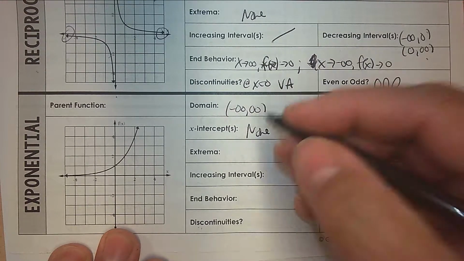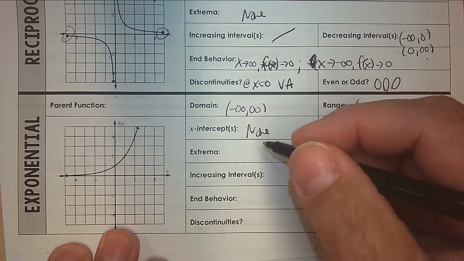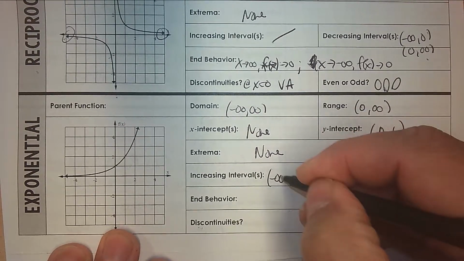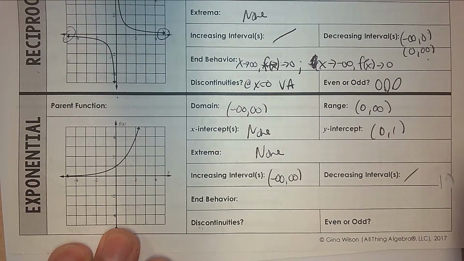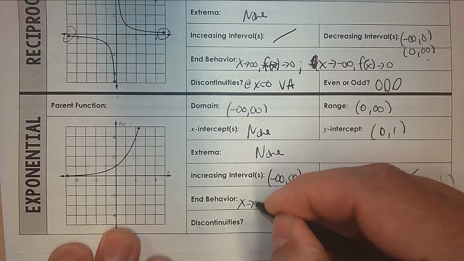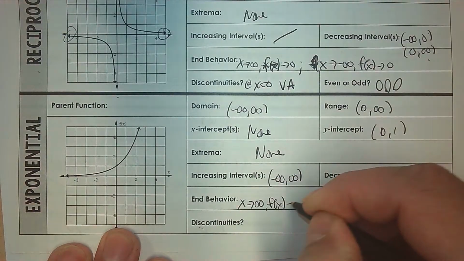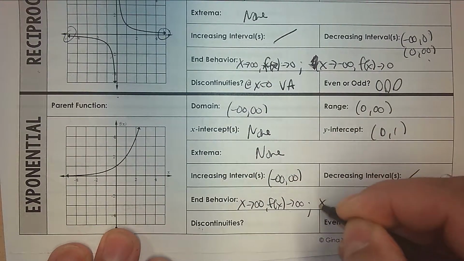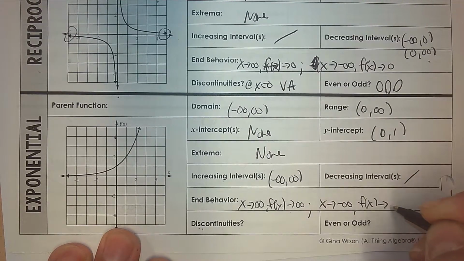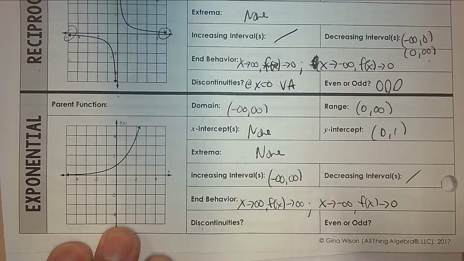We have no extreme points or critical points. Where is it increasing? Everywhere. From left to right, it's going up, and there's nothing that's decreasing. End behavior, as x approaches infinity, what's the function approaching? Infinity. As x approaches negative infinity, what's the function approaching? And the answer is 0. So the right end behavior is infinity, and the left end behavior is 0.